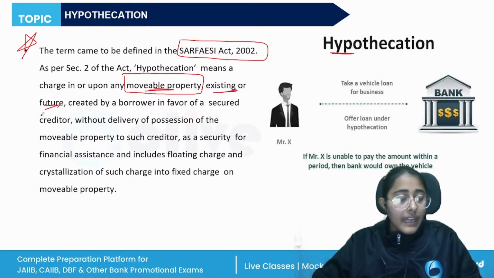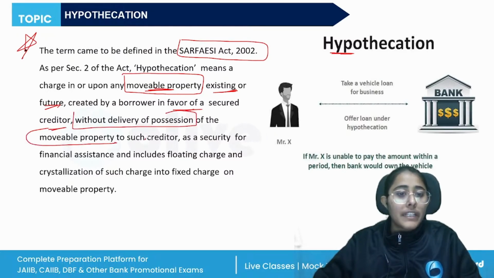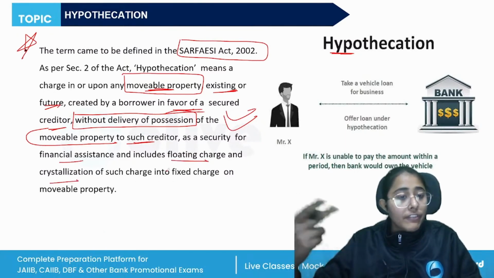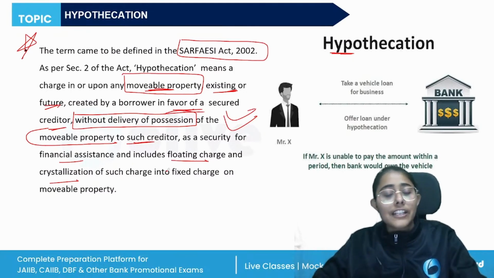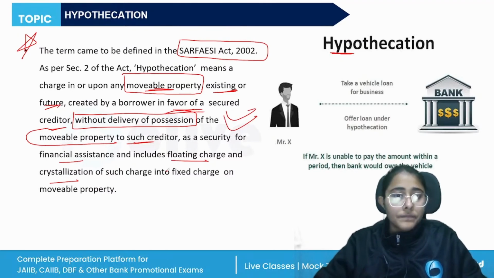So, hypothecation means the charge created upon any movable property, existing or future. Another difference, right? The goods can be existing or future, created by a borrower in favor of a secured creditor without delivery of possession of the movable property to such creditor. So there is no delivery of possession in hypothecation, as a security for financial assistance, and it includes floating charge and crystallization. The difference between fixed charge and floating charge, and the effect of crystallization, the floating charge changing into a fixed charge, we will be seeing in the next chapter, where we study the charge, registration and non-registration of charges. All right.